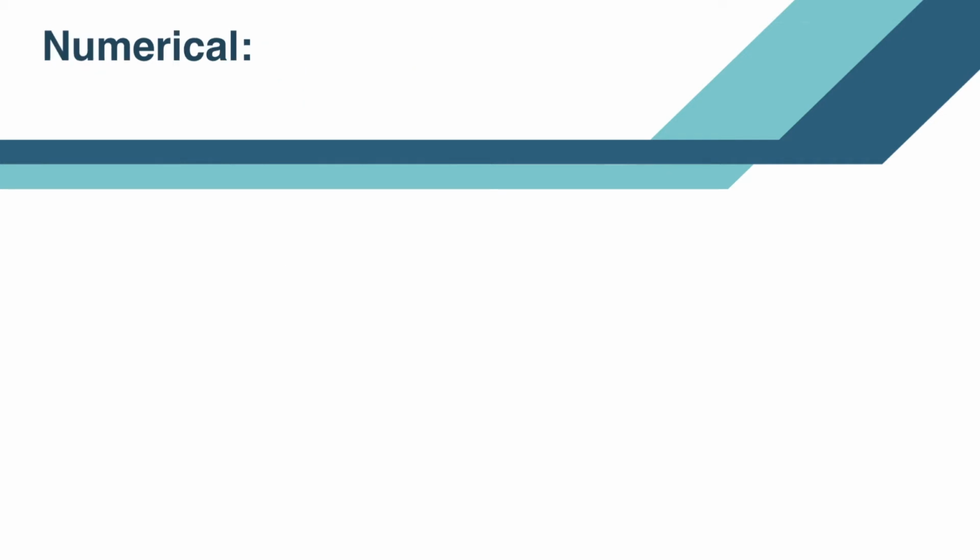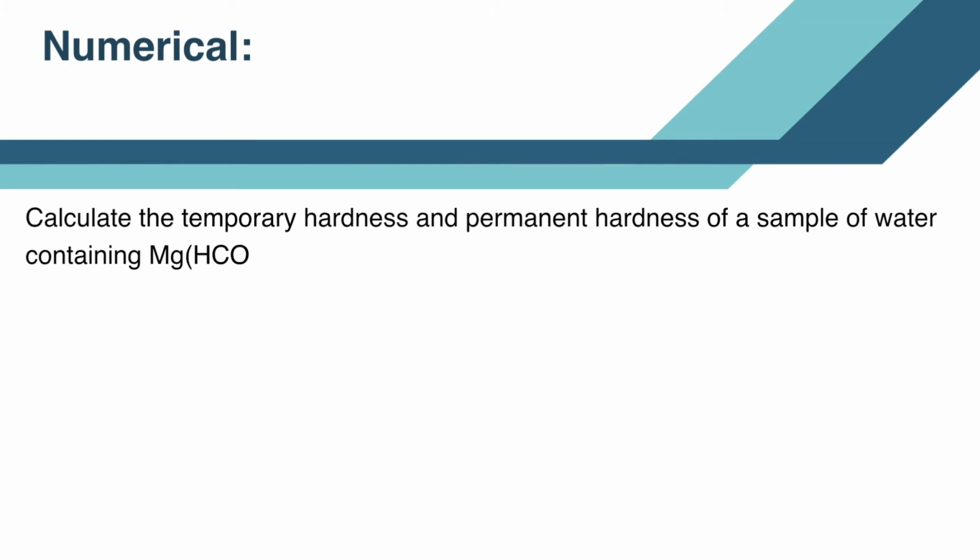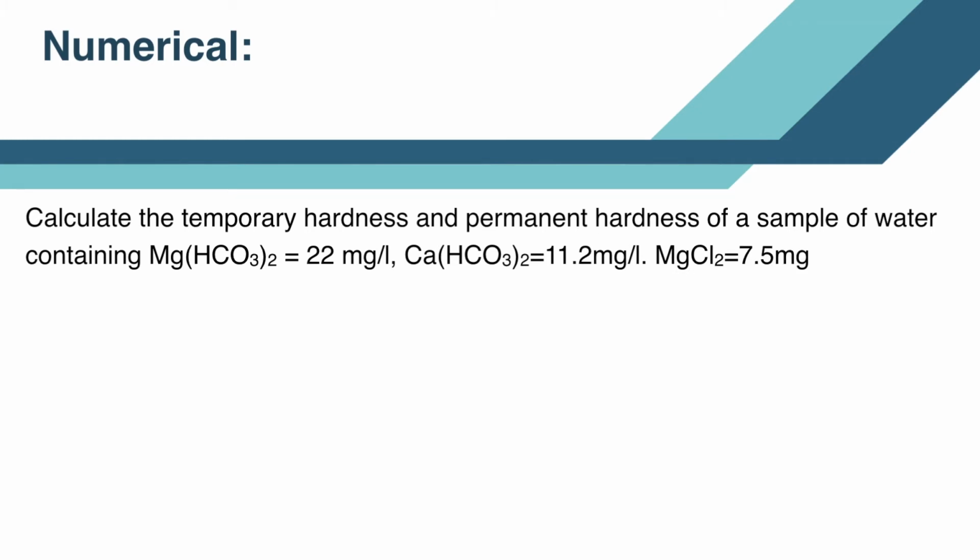Here I am giving you another numerical for your better understanding. Calculate the temporary and permanent hardness present in a water sample containing magnesium bicarbonate 22 milligram per liter, calcium bicarbonate 11.2 milligram per liter, magnesium chloride 7.5 milligram per liter, and calcium sulfate 1.2 milligram per liter.